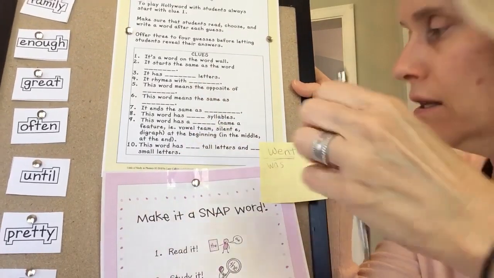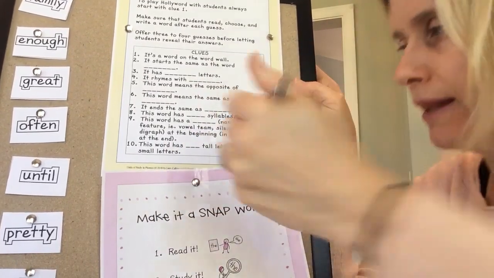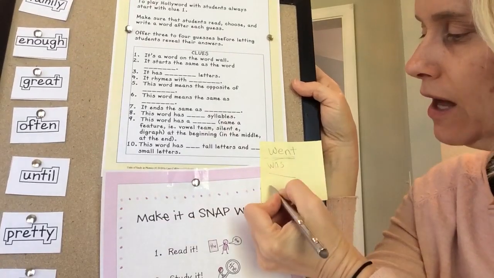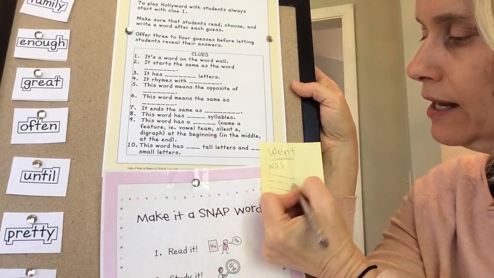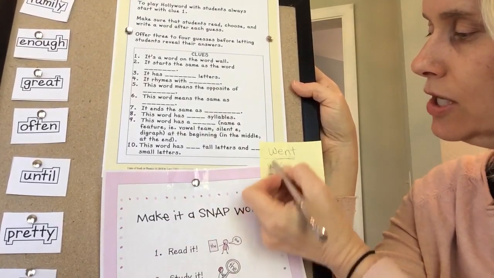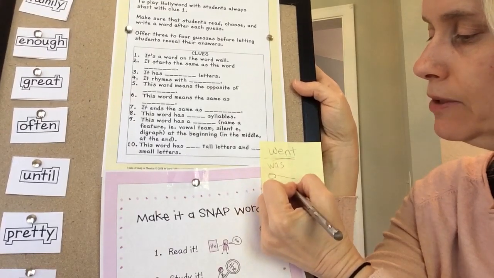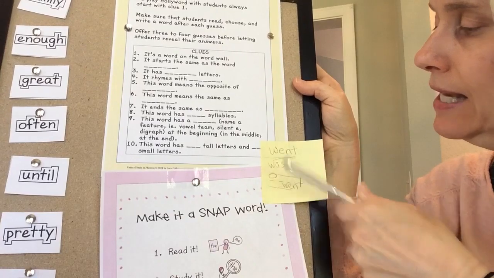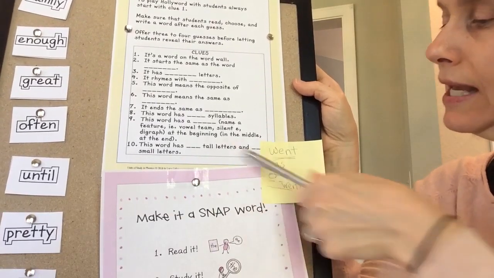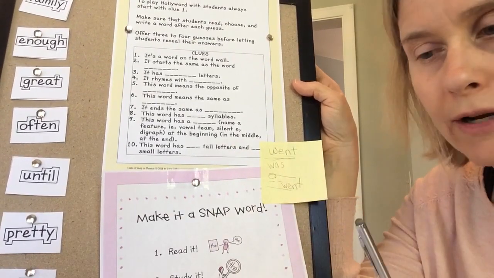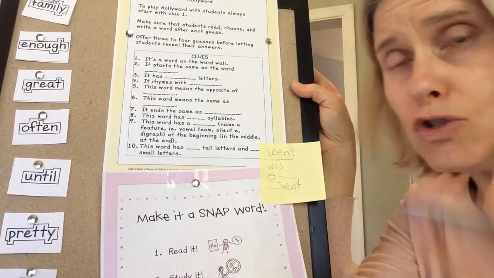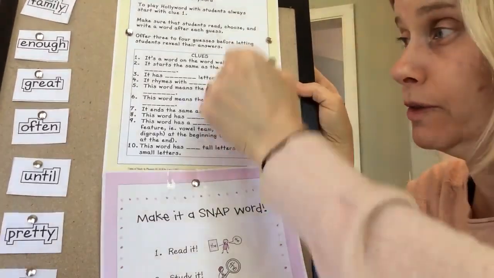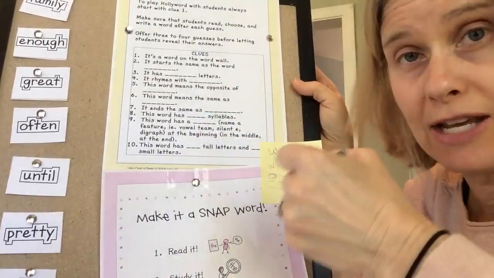Tall letters means letters that go up into the top section, if you have a line like this and you're writing. So for "went," it would be W-E-N-T. The only tall letter would be the T, and then it has 3 small letters. Okay, does that make sense? So if you're the person who's giving the clues, that's how you would do it.